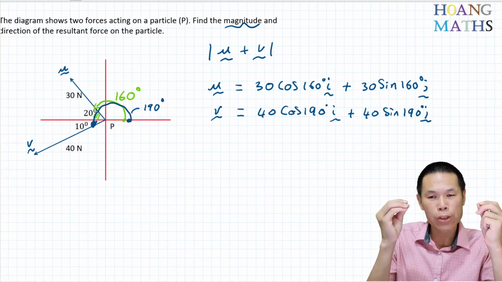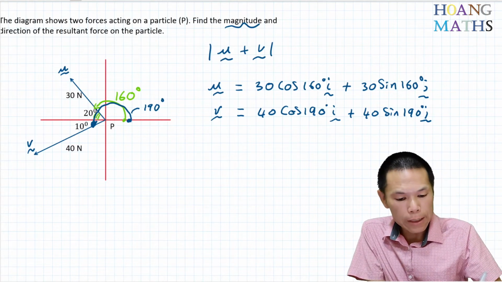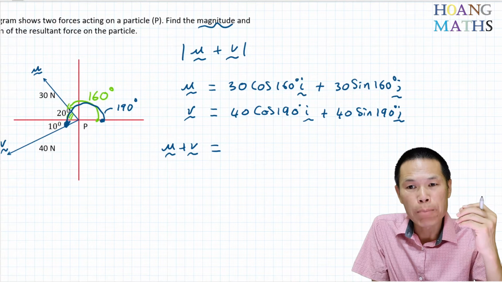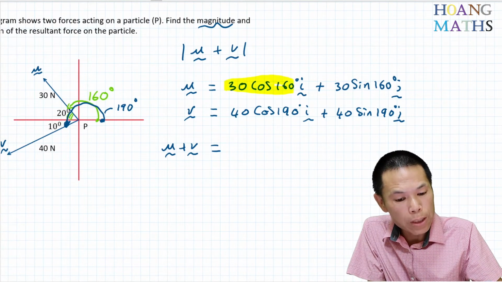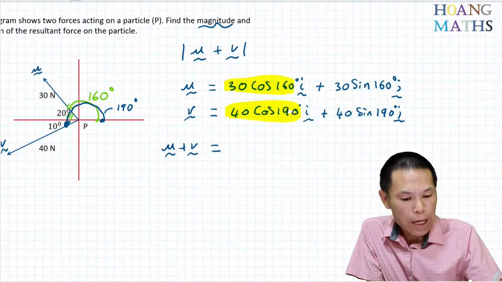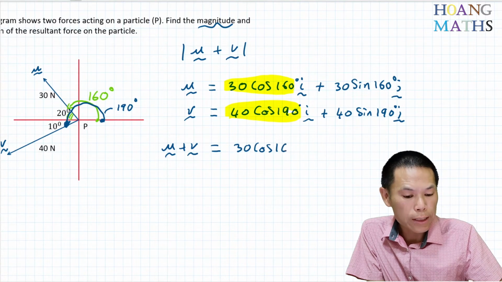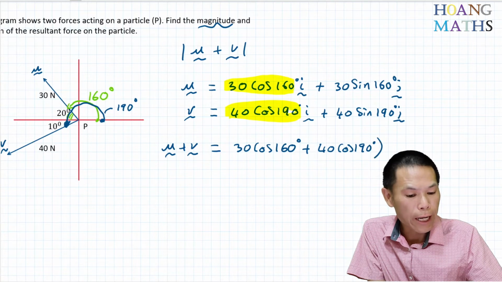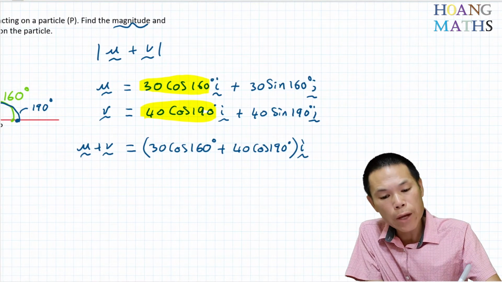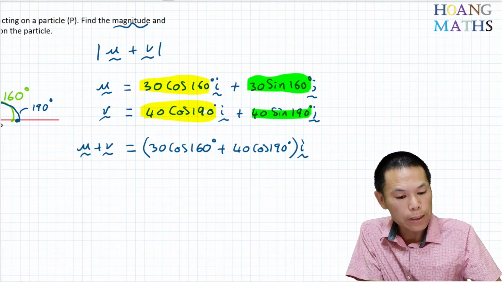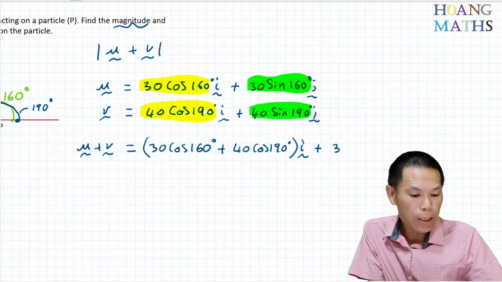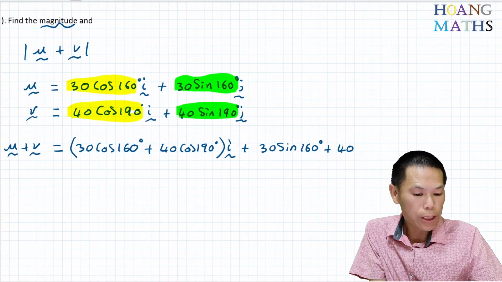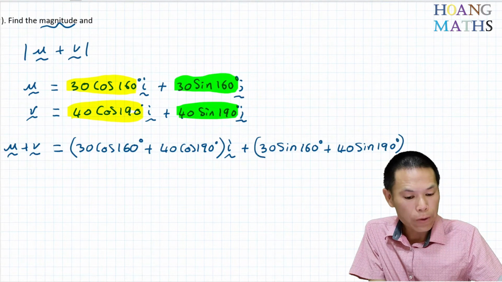Now we just need to add these two vectors together to find the resultant vector. Vector u plus vector v: we add the i components together and then add the j components together. So the i component is 30 cos of 160 degrees plus 40 cos of 190 degrees. And for the j component, it is 30 sine of 160 degrees plus 40 sine of 190 degrees.